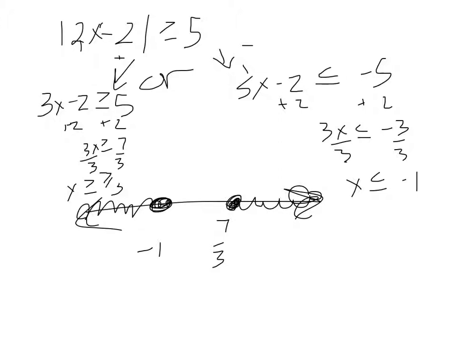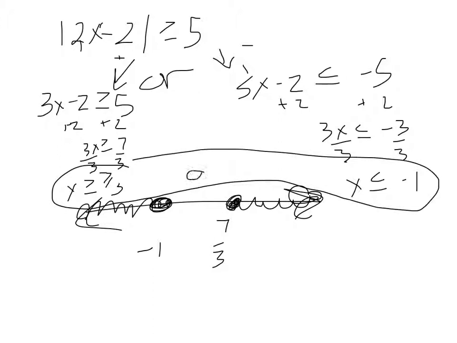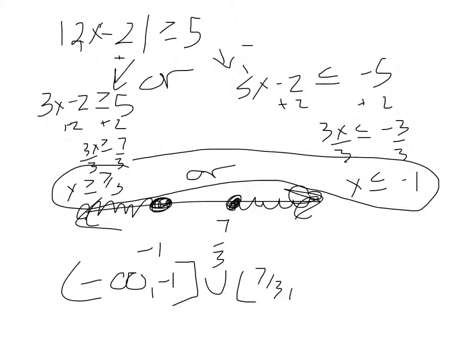So we can say a couple things. We could use this and that and use OR. So x is greater than or equal to 7 thirds, or x is less than or equal to negative 1. Or we can use the interval notation, negative infinity to negative 1, including negative 1, union 7 thirds to infinity. Either one of those is good.